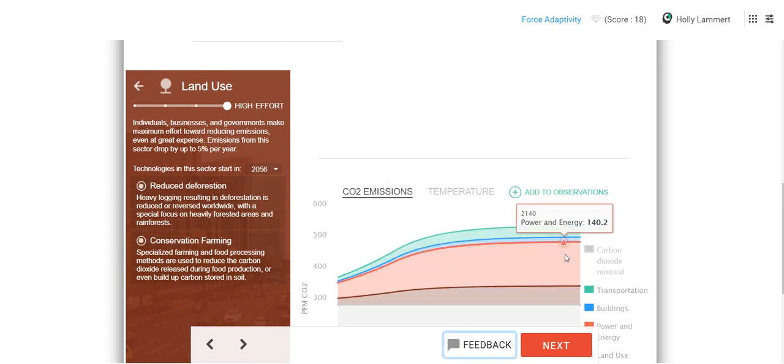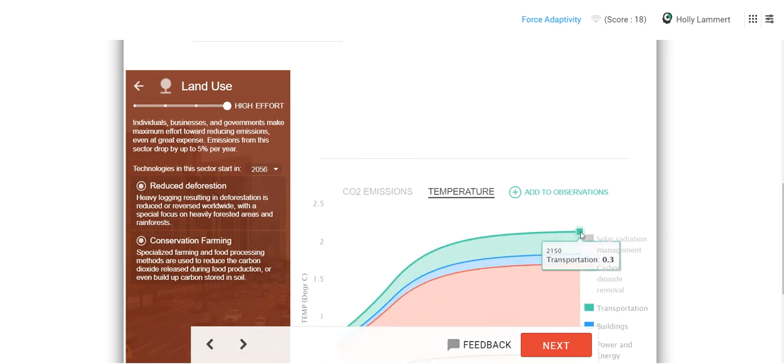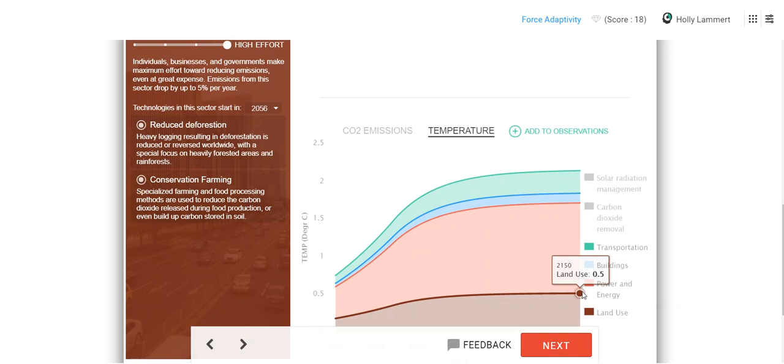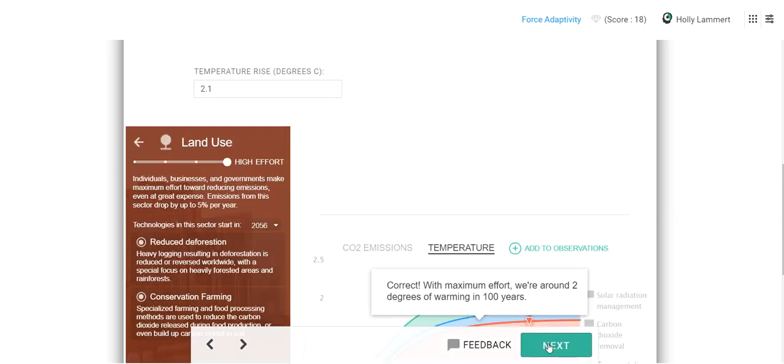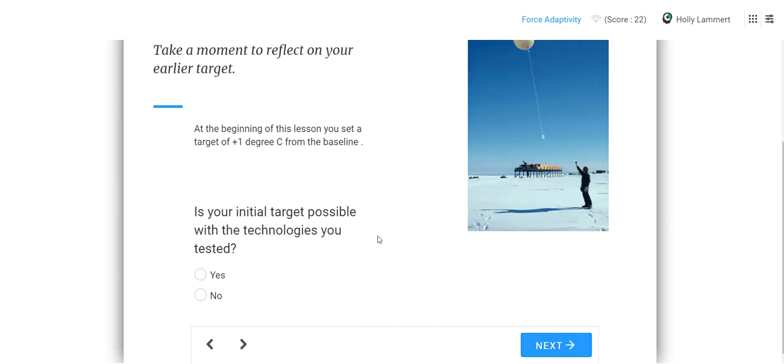Sweet. Okay, so add these all up for temperature. 0.3, buildings at 0.1, power and energy at 1.2, land use at 0.5. Okay, what does that come out to? Comes out to about 2.1. So with maximum effort, around 2 degrees of warming in the next 100 years.